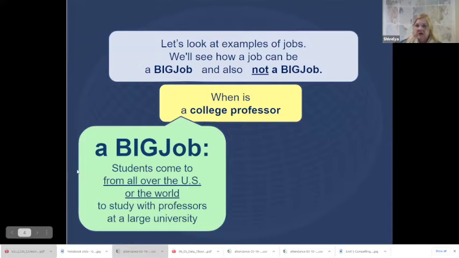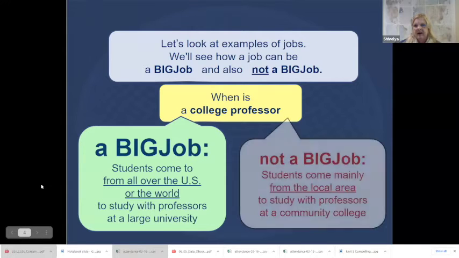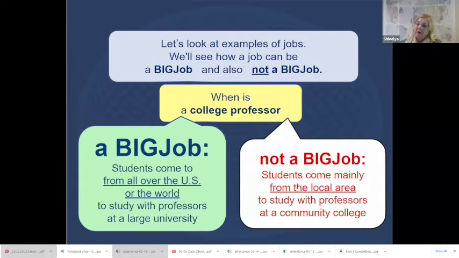Well, it could be a big job, obviously, if there are students coming in from all over the United States to a college here in Michigan or University of Michigan, or even people outside of the United States. But it maybe could also be considered not a big job if it is a smaller college or community college where most of the students come from within that local area.